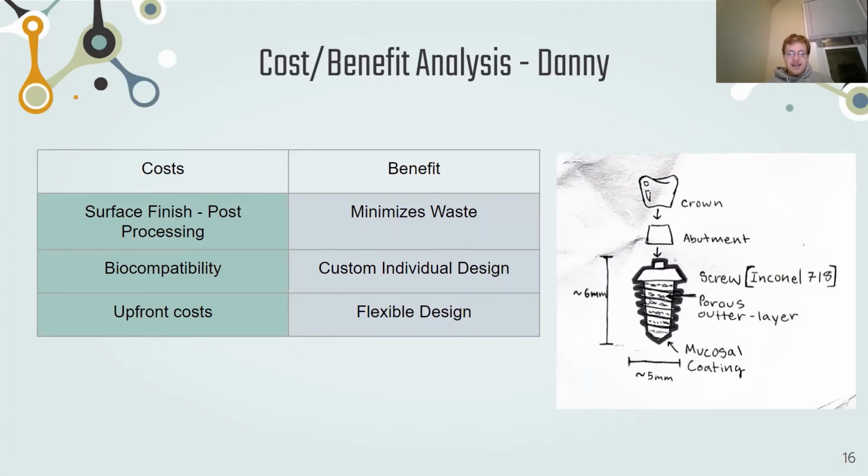However, using Inconel powder is significantly less expensive than titanium alloy powder, which is $500 per kilogram versus the $80 for Inconel powder. There are certain benefits as well. Using the additive manufacturing techniques, you can minimize waste, have custom individual designs, and are flexible, and they can be made through techniques that are not through traditional manufacturing methods.